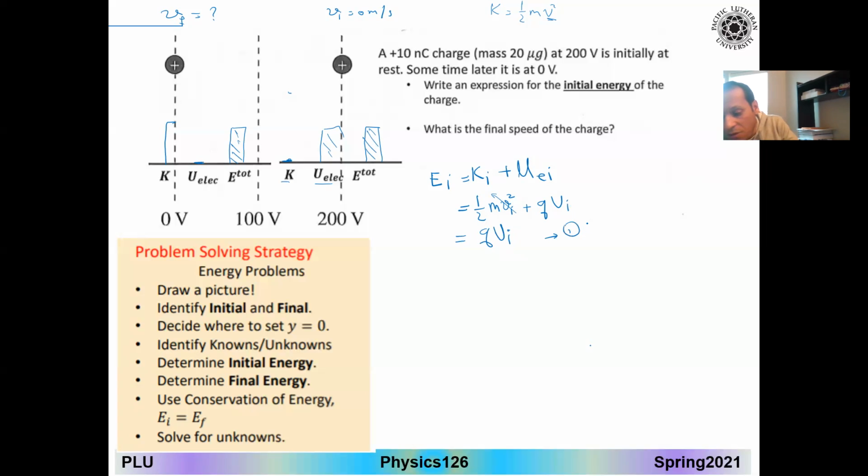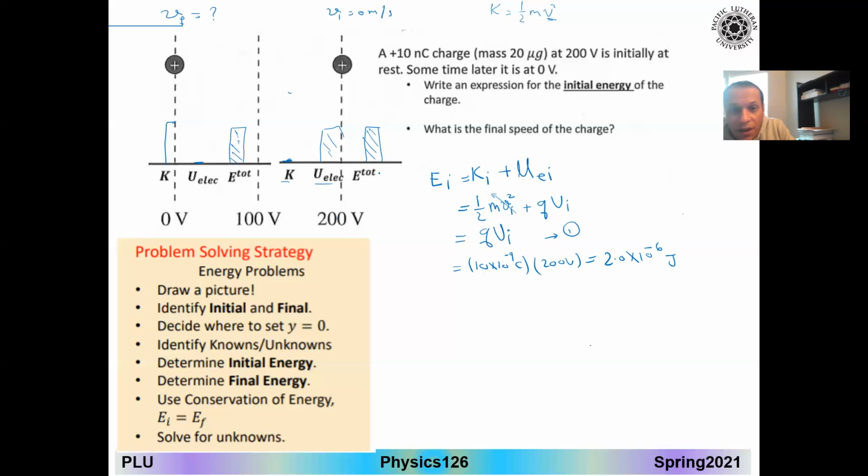Let's do the same way, or we can calculate it as a numerical value, since we have the charge, just 10 nanocoulomb, times how much we have, 200 volt, and this calculation ends up with 2 times 10 to the power of minus 6 joule. That's the initial energy in that location, which we'll write down here.